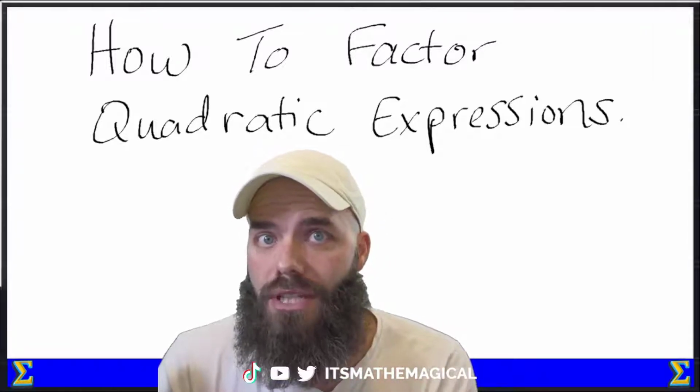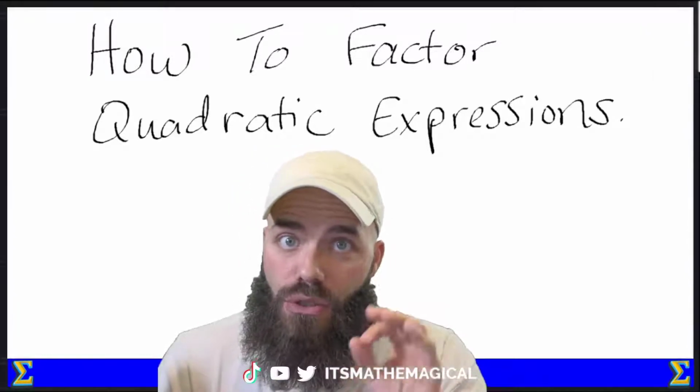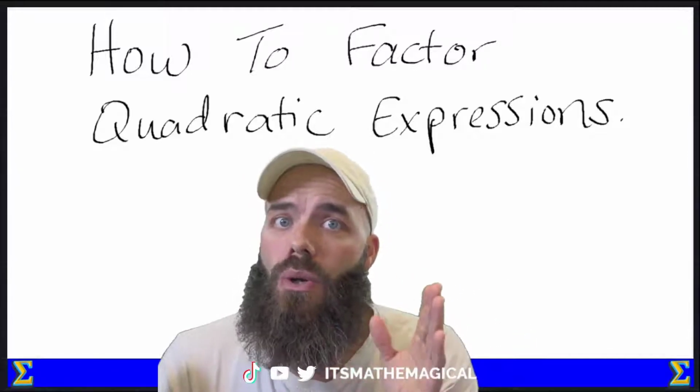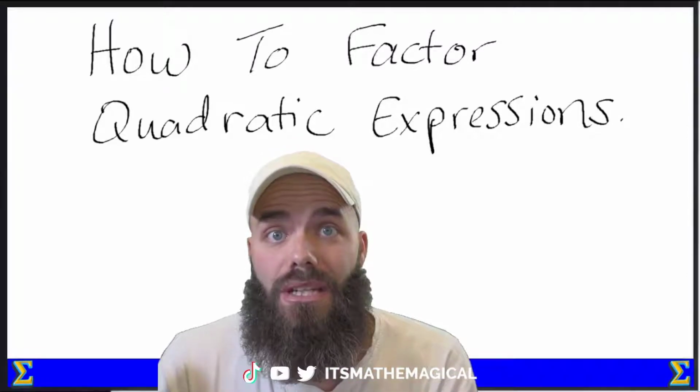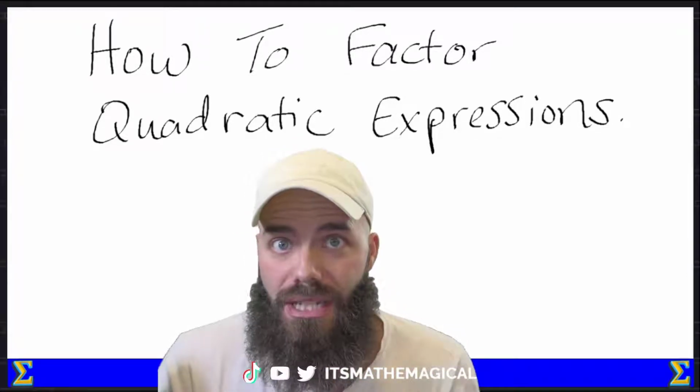So we'll first look at some examples that have an a value of 1, and then we'll move on and look at some examples that have an a value of something other than 1. And that's where the mistakes get made. So let's check it out.